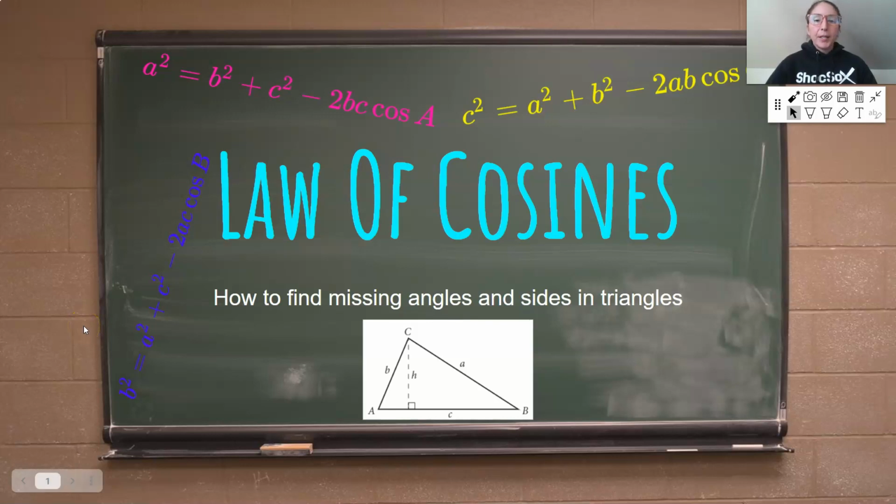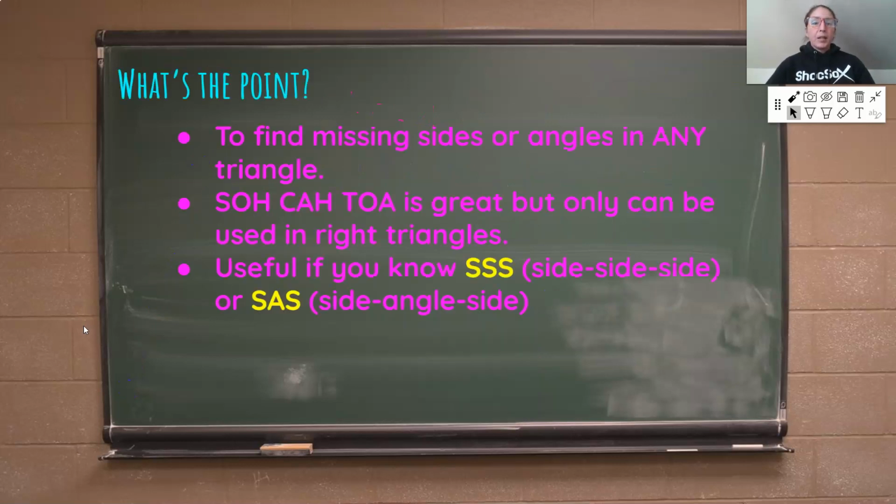Everybody, in this video we are going to discuss the law of cosines. We are going to find missing angles and sides in triangles, and we're also going to solve out the entire triangle. So we'll find every single missing side and every single missing angle in the triangle as well. And you can see we have some representations here of the law of cosines formula. So let's see how to use it.